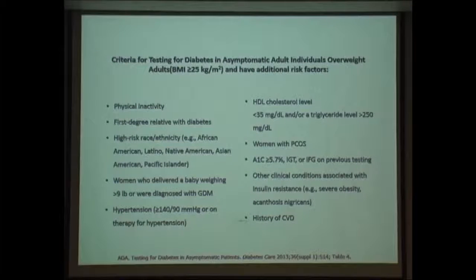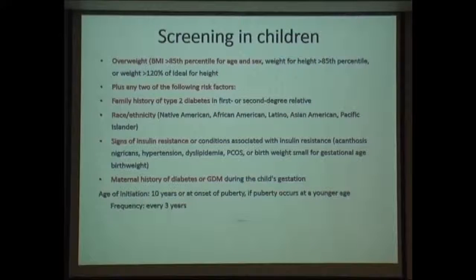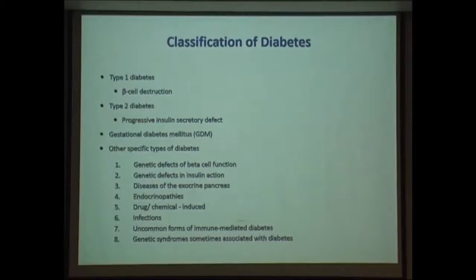So all the cardiac patients who come to you, all the hypertensive and post-bypass patients also need a screening for diabetes, because diabetes is considered as a cardiac risk factor also. What about children? Children also need screening, asymptomatic children. If they are overweight, if they have any of these two risk factors, whether they have a family history of diabetes, race, signs of insulin resistance, maternal history of diabetes or gestational diabetes. So I think in the Indian scenario, most of our children would require screening if they are on the obese side. So that kind of a screening criteria, it exists.